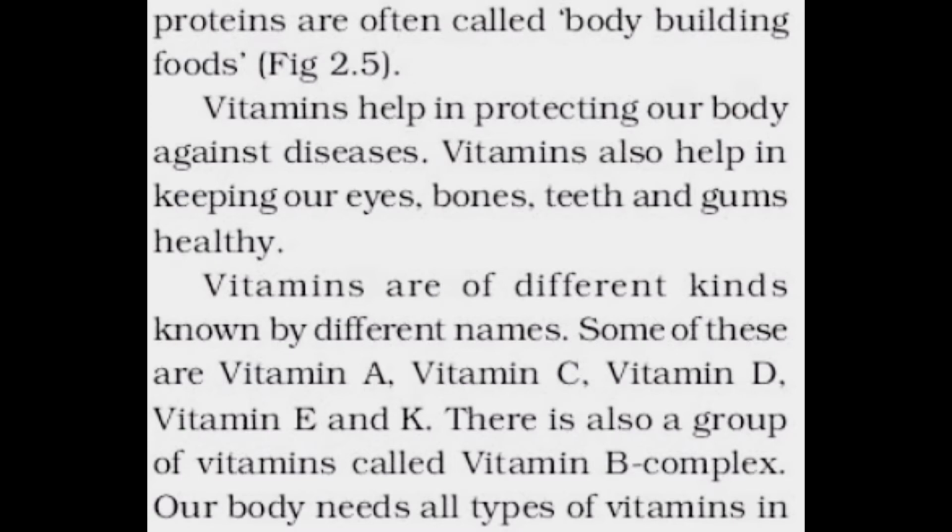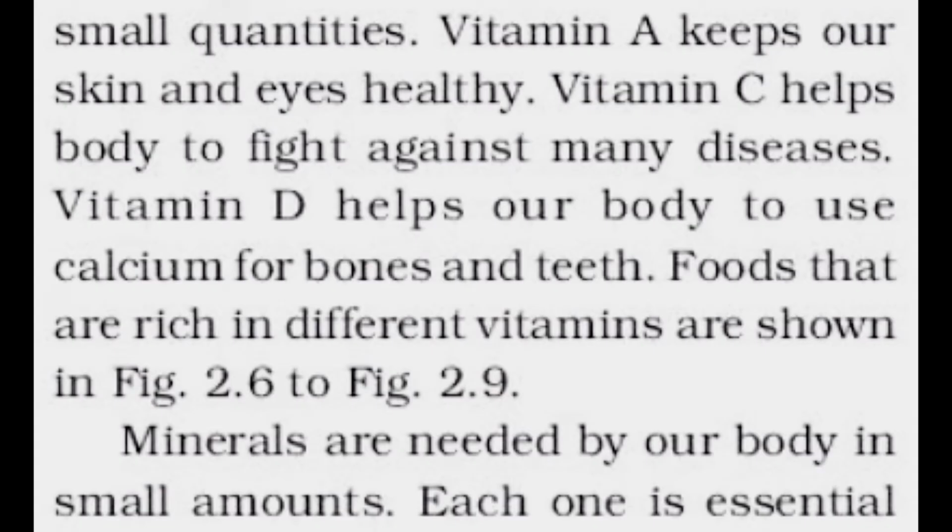Vitamins also help in keeping our eyes, bones, teeth, and gums healthy. Vitamins are of different kinds, known by different names. Some of these are vitamin A, vitamin C, vitamin D, vitamin E, and K. There is also a group of vitamins called vitamin B complex. Our body needs all types of vitamins in small quantities. Vitamin A keeps our skin and eyes healthy. Vitamin C helps body to fight against many diseases. Vitamin D helps our body to use calcium for bones and teeth.